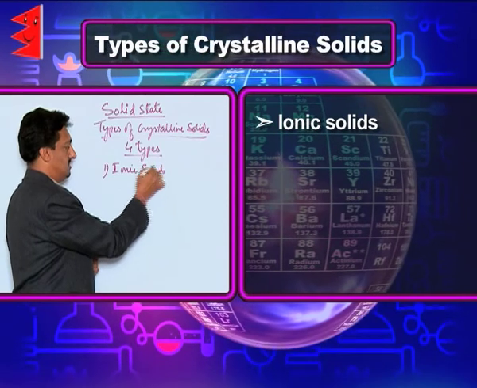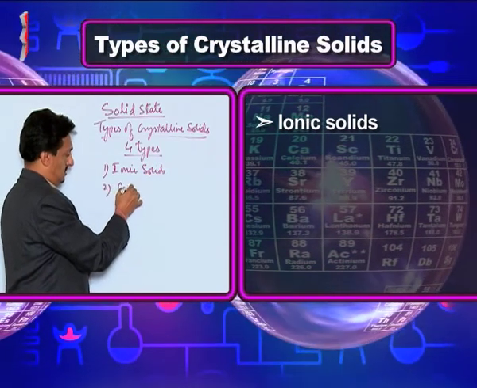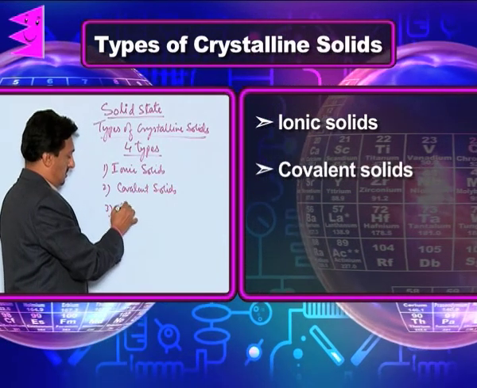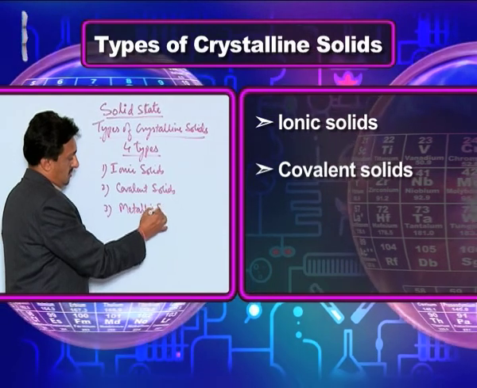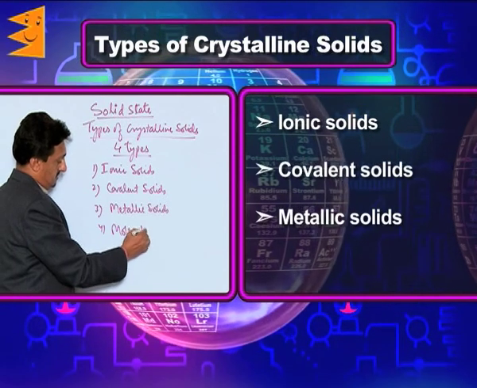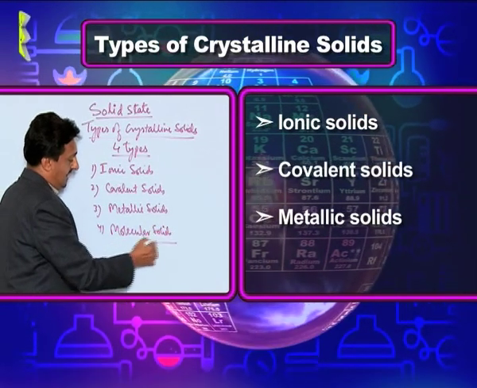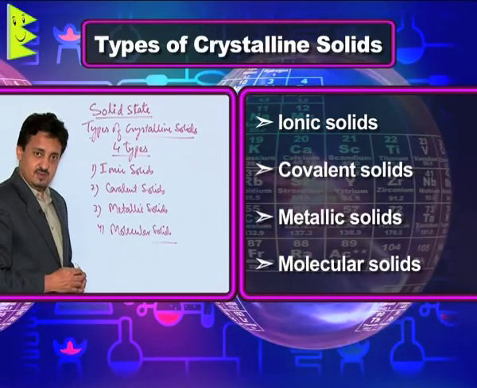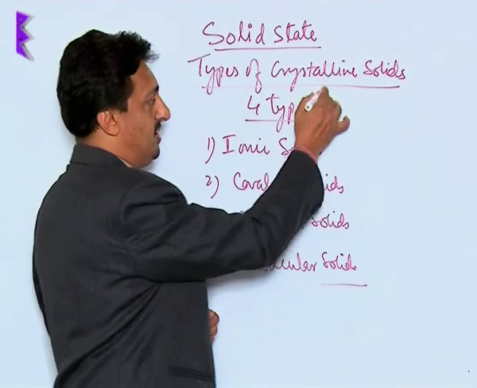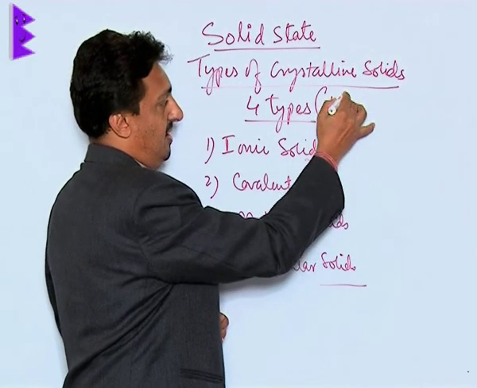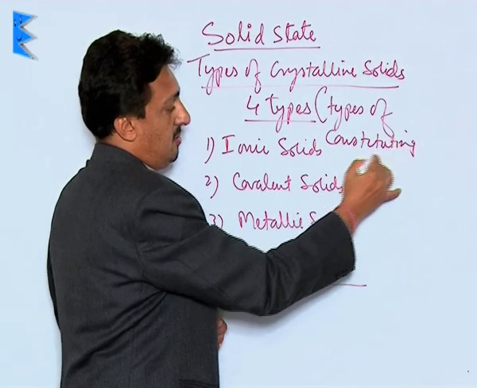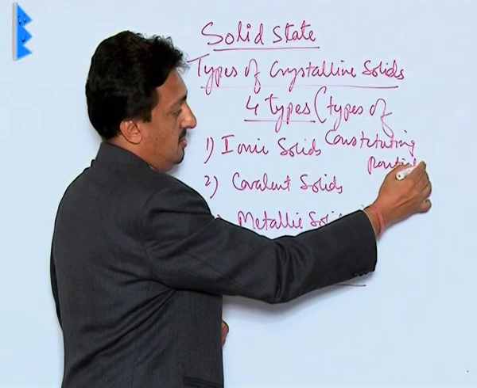ionic solids, covalent solids, metallic solids, and the last category is molecular solids. This classification is on the basis of the types of constituting particles.